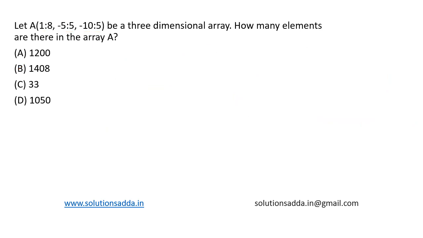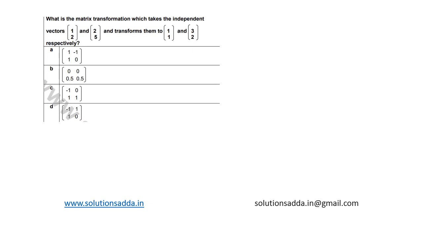This is a question from linear algebra. What is the matrix transformation which takes the independent vectors 1, 2 and 2, 5 and transforms them to 1, 1 and 3, 2 respectively? So we know that if Ax equal to lambda x, then lambda is said to be the eigenvalue. Now, the easiest way to solve this is to match with the options given. So let's see option A.